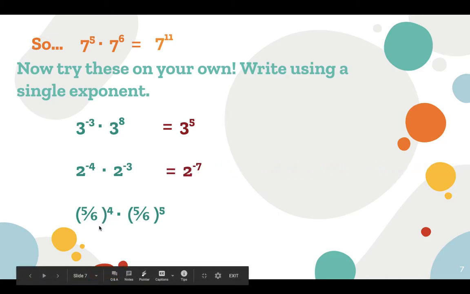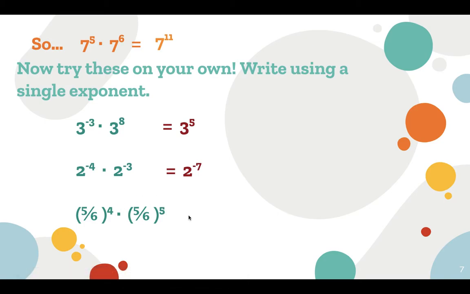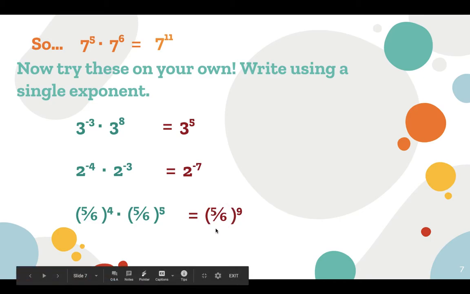Our last example is the fraction 5/6 to the 4th power times 5/6 to the 5th power. Same base, which is 5/6, that's okay. We're going to add our exponents. 4 plus 5 is 9, so our answer is 5/6 to the 9th power. Notice we keep those in parentheses.